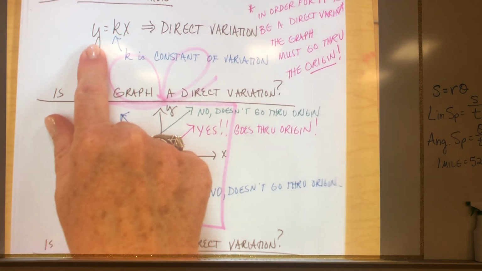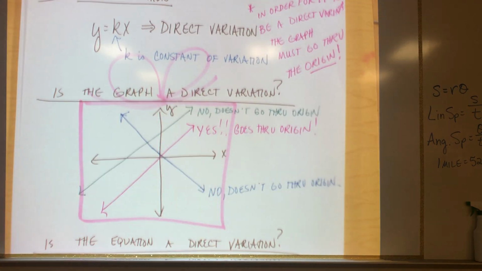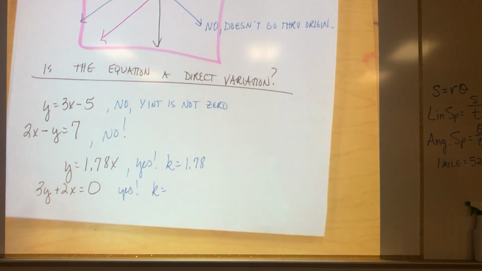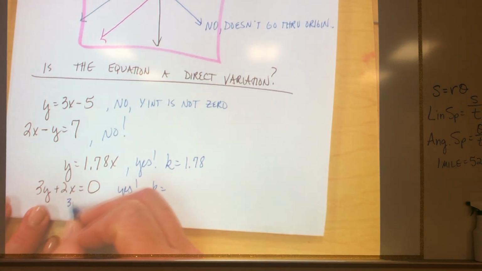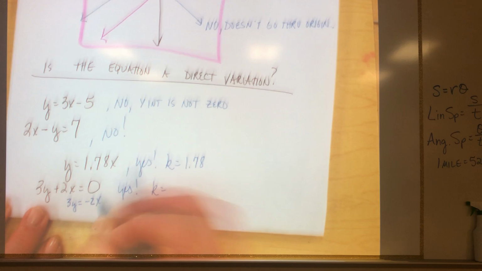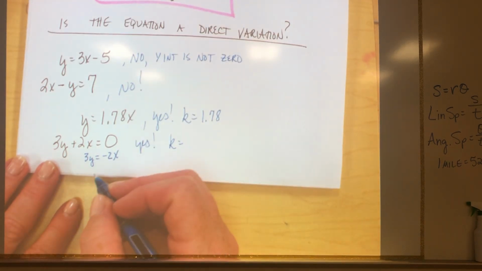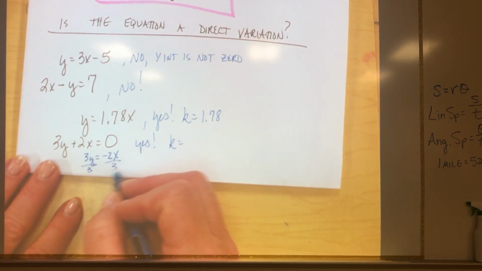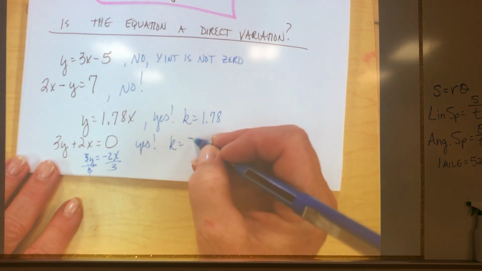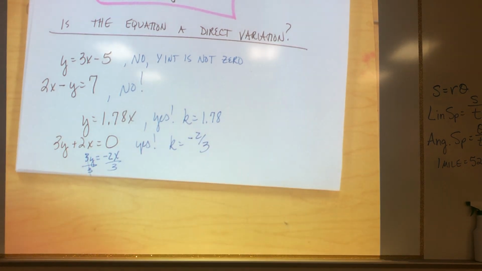Y'all, you have to solve for y. So right here, what you have to do is say 3y is equal to -2x. Remember, it's the same thing as slope, guys. And divide by 3, and there it is right there, -2/3. Anybody got a question? No question? All right.